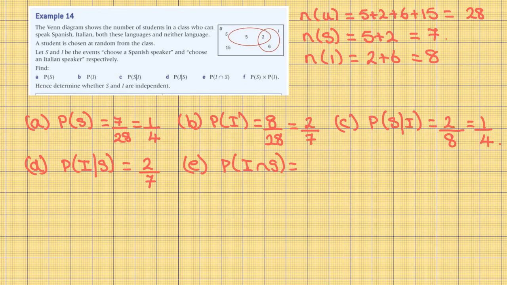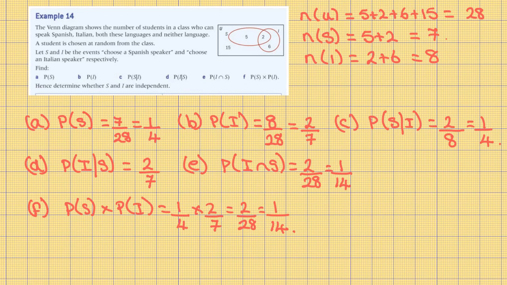E. The probability of I intersection S is equal to 2 out of 28, which is equal to 1 out of 14. F. The probability of S times the probability of I is equal to 1/4 times 2/7, which is equal to 2 out of 28, which is equal to 1 out of 14.